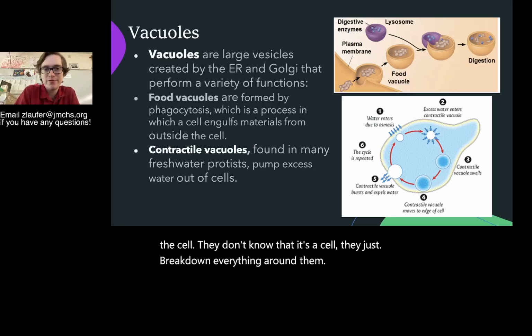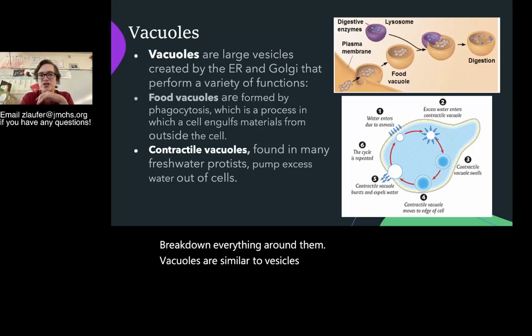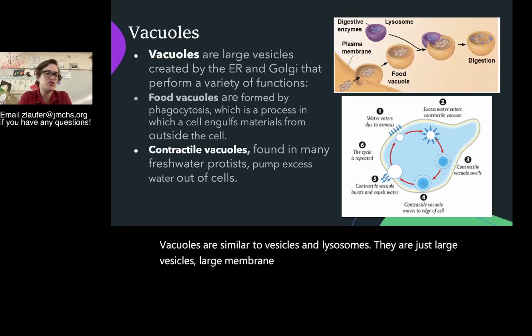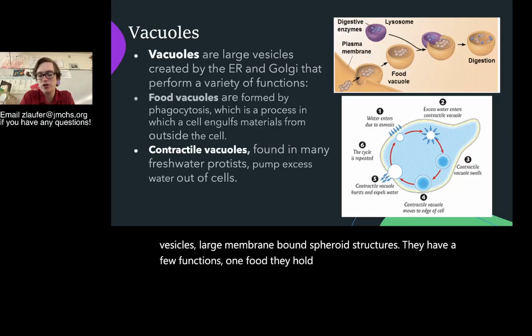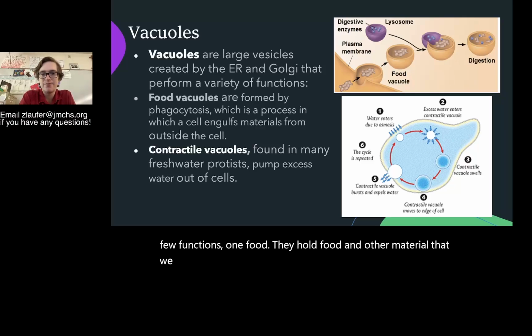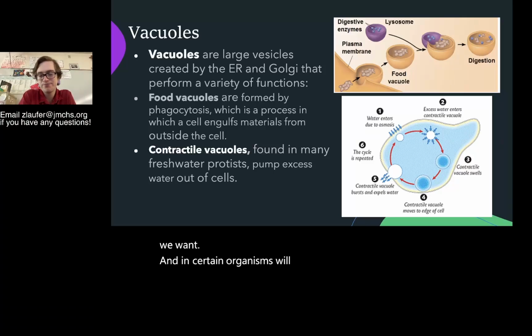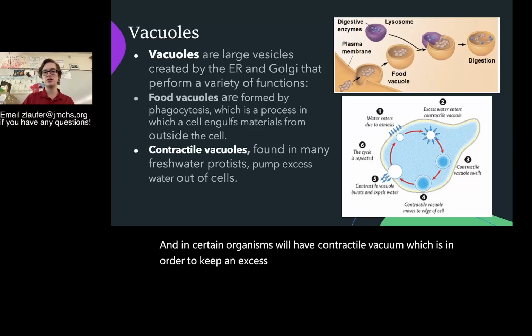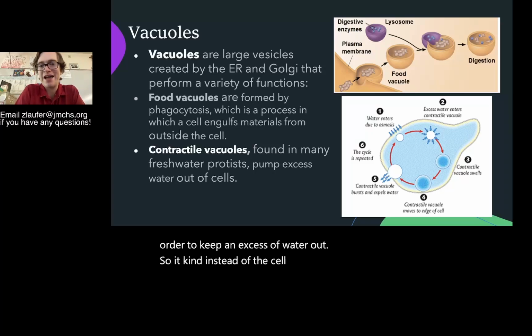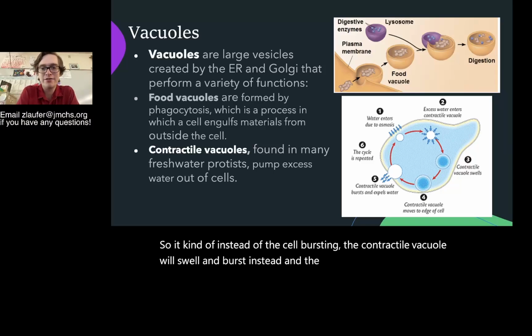Vacuoles are similar to vesicles and lysosomes. They are just large vesicles, large membrane-bound spheroid structures. They have a few functions. One, food. They hold food and other material that we want. And in certain organisms, we'll have contractile vacuole, which is in order to keep an excess of water out. So instead of the cell bursting, the contractile vacuole will swell and burst instead, and the cell can go on living.